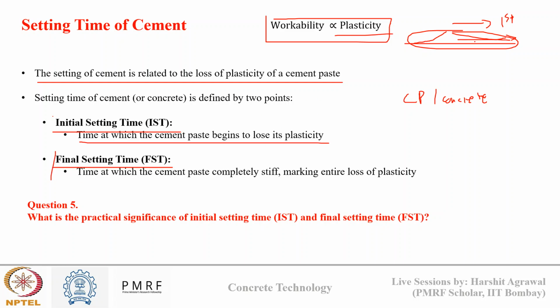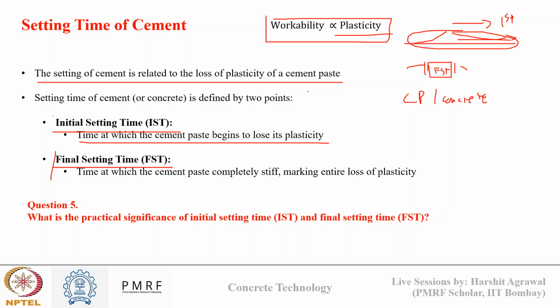So final setting time is when the cement paste has completely lost its plasticity. So if it is inside a mold and if I remove the mold, the cement paste will retain the shape, it won't flow. When this happens, we say that it has completely lost its plasticity. Okay, and that time to achieve this state is known as final setting time.